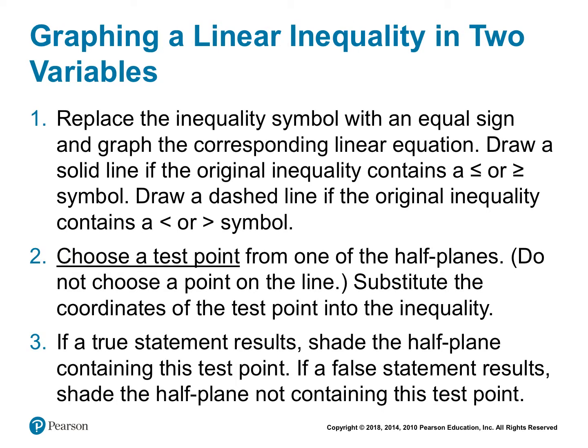So your first step is going to be to replace the inequality symbol with an equal sign so that you can graph it like a normal linear equation. You'll draw a solid line if the original inequality has a less than or equal to or greater than or equal to, because you could include the numbers on the line. You'll draw a dashed or dotted line if the inequality has a less than or greater than symbol, because it could not be anything on the line, but it could be anything above or below it depending on where the shaded area is.